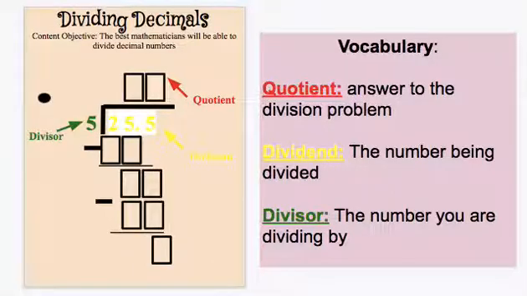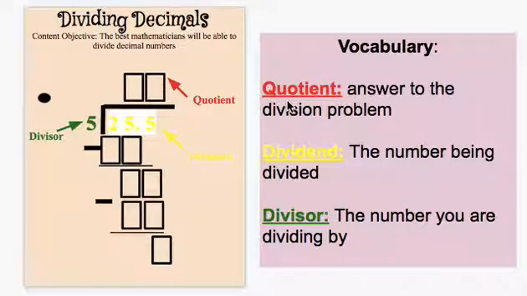Our lesson today is on dividing decimals, and our content objective is that the best mathematicians will be able to divide decimal numbers. If you take a look, we have 3 vocabulary words we are going to use throughout this lesson. The first word is quotient.